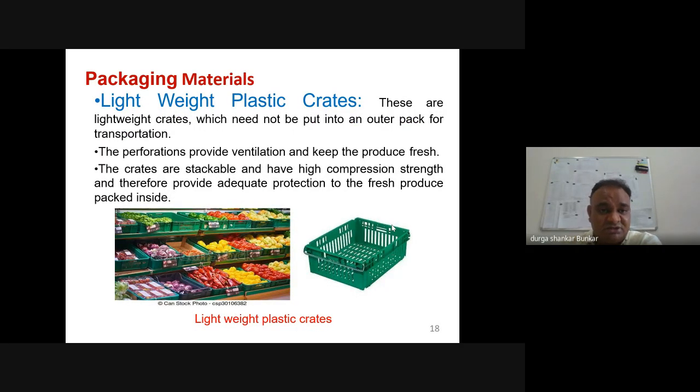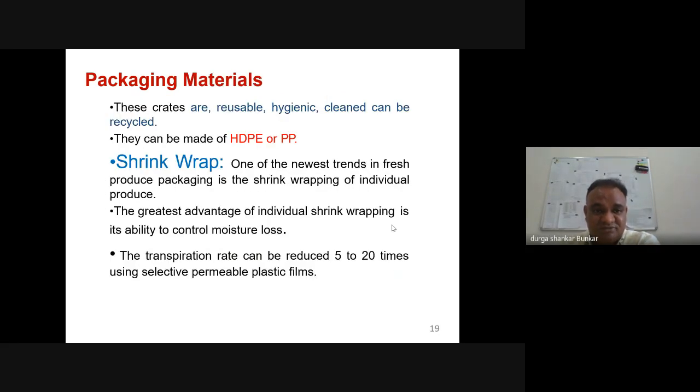Then another is the lightweight plastic crate, which is generally used when the quantity is large, or we can say a high amount of fresh produce. We use this kind of crate. And for small packaging we use shrink wrap, also for individual items. And this has a most important factor, that the transpiration rate can be reduced by 5 to 20 times.